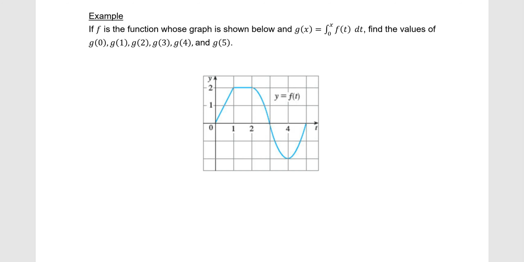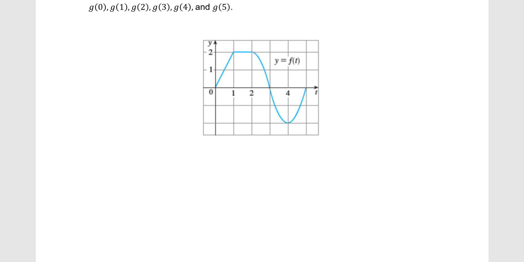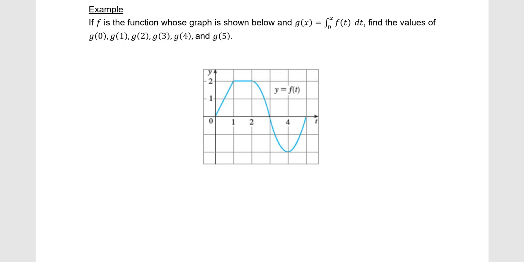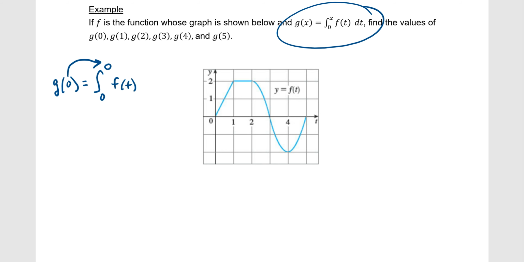And let's go ahead and start with g of 0. So let's find g of 0. Let's write it using this right here. It's going to be the integral from 0 to 0, so the x becomes a 0, of f of t dt.